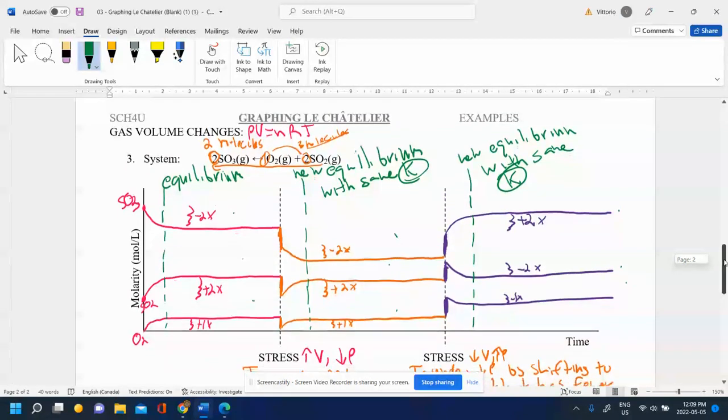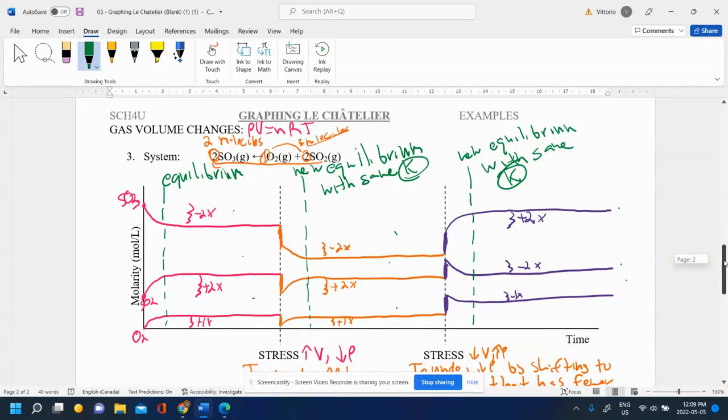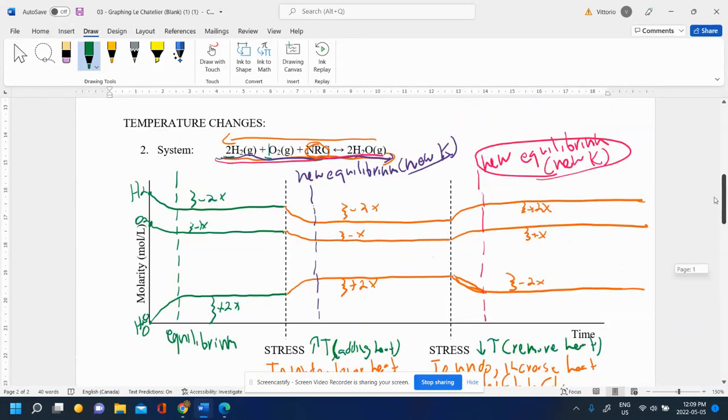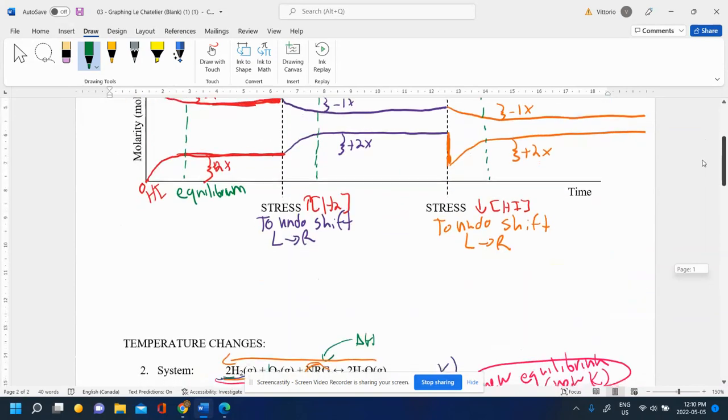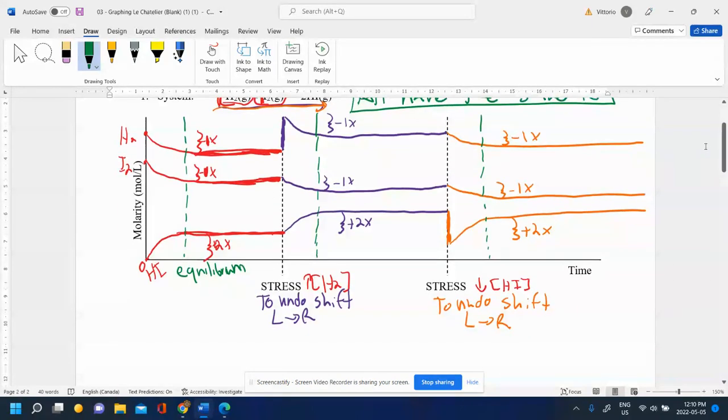So what we saw here is that one of the main differences, though, is that when we changed the volume and therefore the pressure, all of your substances initially experience either a sharp decline or a sharp increase. The decline is if we lowered the pressure at first as our stress, and the increase is if we increase the pressure at first as our stress. You would not see that for something where you're adding or removing one particular substance. You'd only see it for that one thing that you're adding or removing, but not for everything else. Everything else would be gradual.